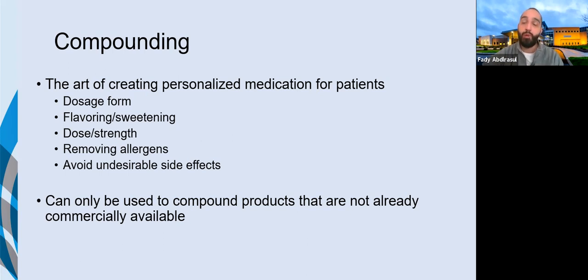So pharmacogenomics basically tests your genetic makeup to see what enzymes you have or what you have a surplus of, what you have a deficiency in. And then that way we can personalize medications for you. So we'll know before we even give you a medication whether or not it's going to work for you based off of your genetic makeup.